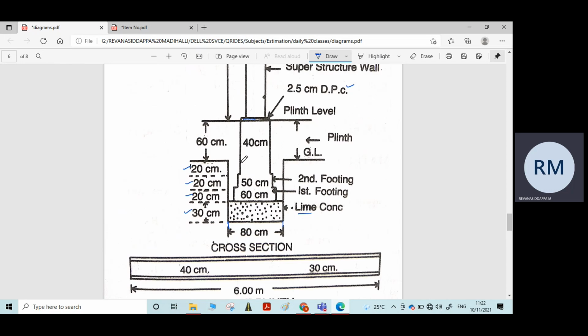Have you understood that term? First class brickwork in foundation and plinth. Foundation means the structure which is below the ground level, and plinth is here. Up to here we need to do the quantity calculation.